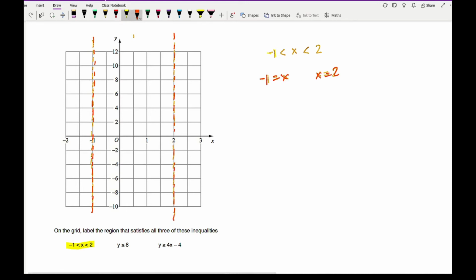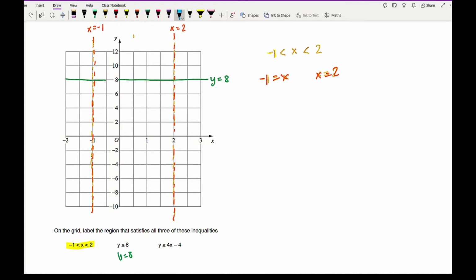Now for the next one, let's go for green. So again, I'm going to plot y equals 8. Now y equals 8 is a horizontal line, and again I'm going to draw a solid line for this. So that's going to be there. So that's y equals 8. Now again, very good practice is for you to label your lines. So that's x equals -1, and that's x equals 2.